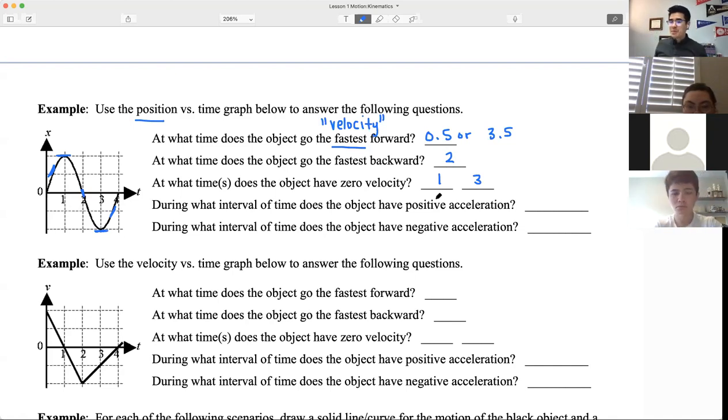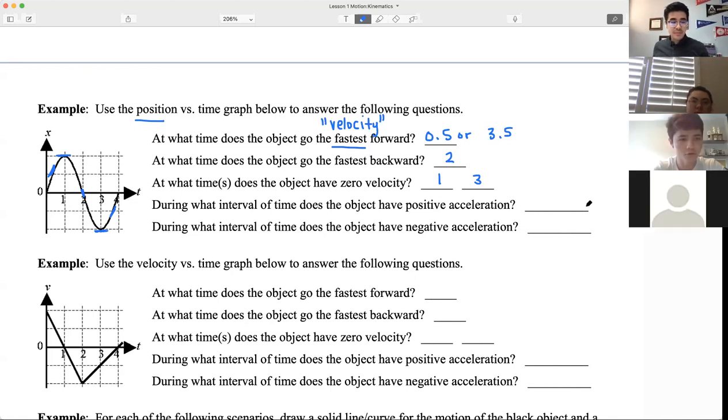During what interval does the object have positive acceleration? We talked about positive acceleration when we have this concave up shape. When is my graph concave up? 2 to 4, right? And then negative acceleration is a concave down shape, so that'd be 0 to 2. So that's the concavity of the graph.